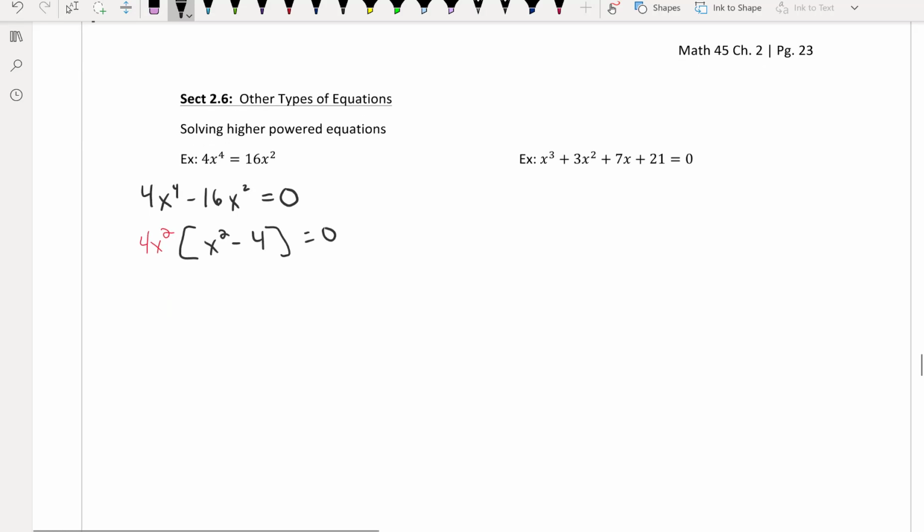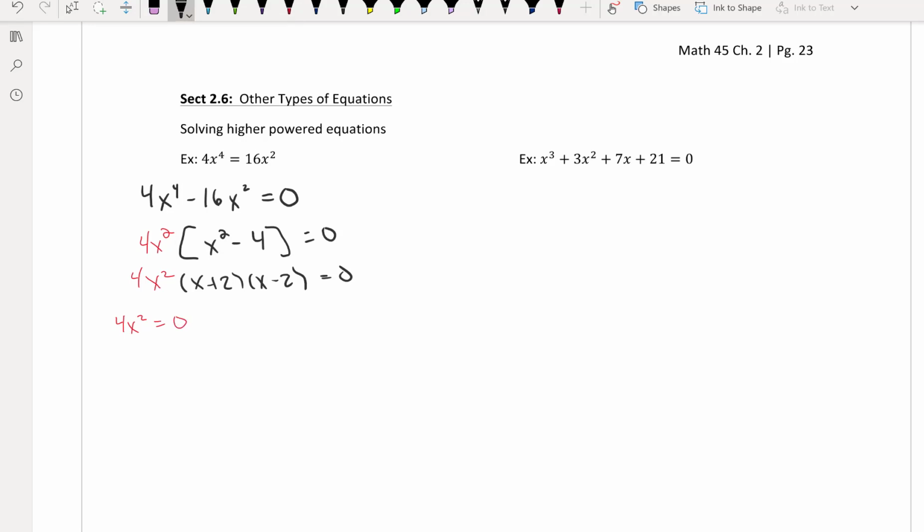So the inside here is going to factor as a difference of squares. So I have x plus 2 and x minus 2. And I can't forget that I still have the 4x squared on the outside. So now what I do is I set each parentheses equal to 0. So I have my 4x squared is equal to 0.